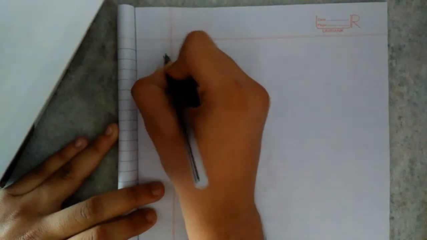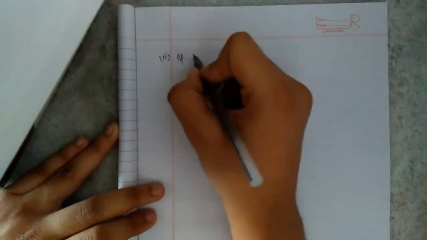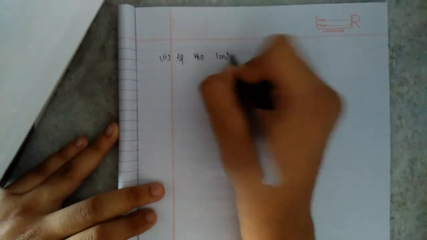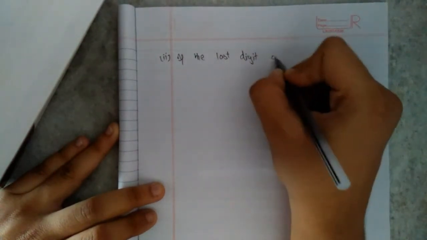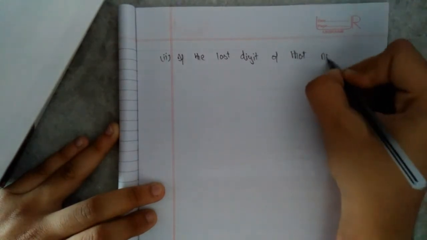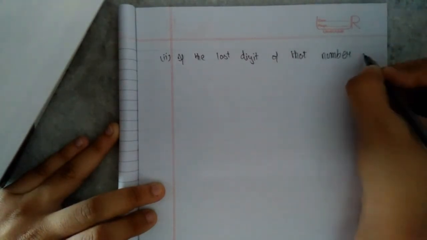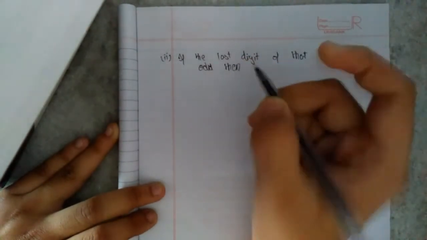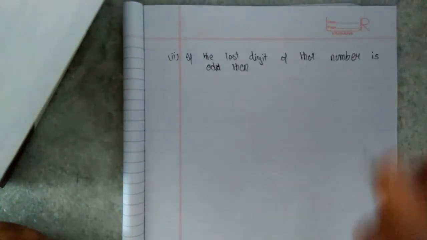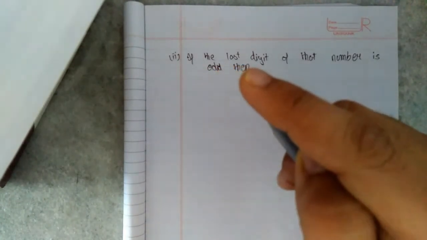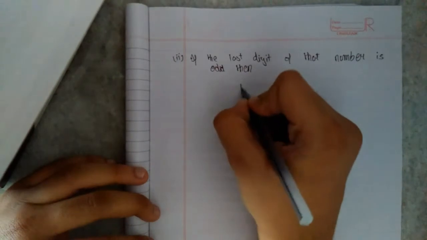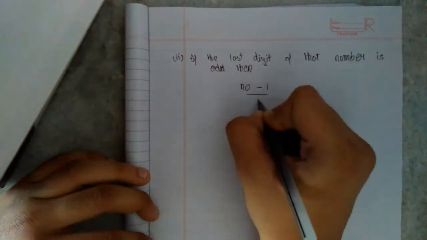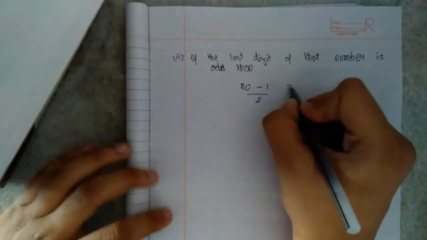Let's take case 2. If the last digit of that number is odd, then the formula to solve this question is: the number is first subtracted by 1 and then divided by 2, and at the last we have to put 5.